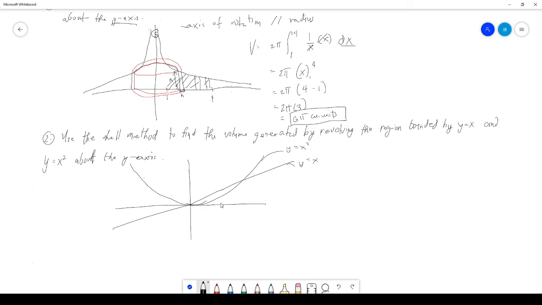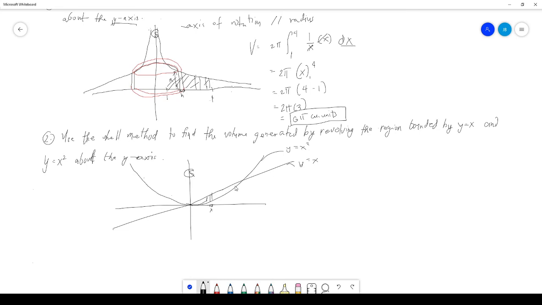So again, since our radius is parallel to our axis of rotation, so this is our radius, ang y. Then our height is this one, x. Okay, so what is our radius here?